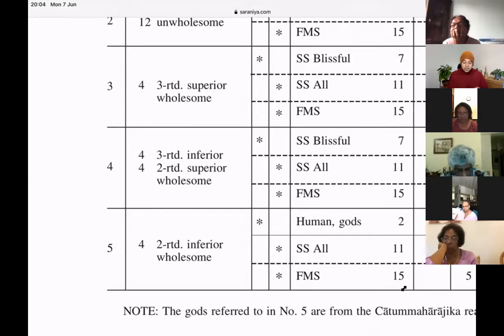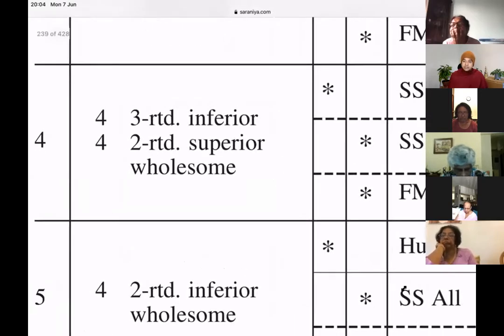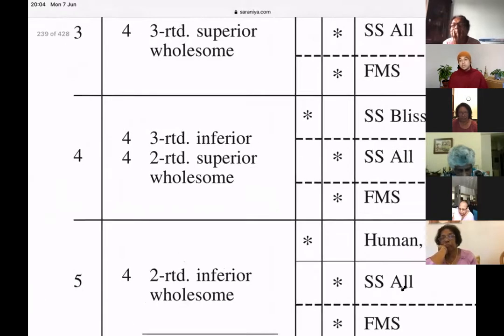Because it is so, we find three-rooted inferior set together with two-rooted superior here, you see. Do you understand? Two-rooted superior and three-rooted inferior. That is why it is put together here.